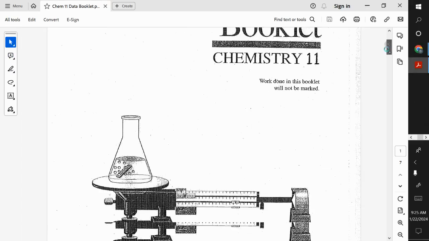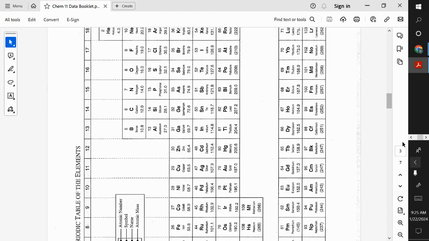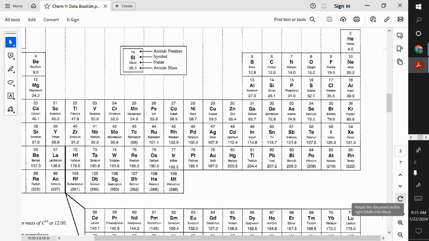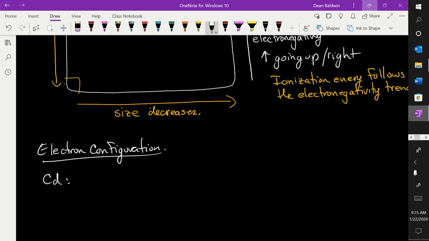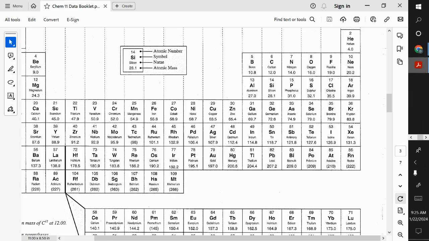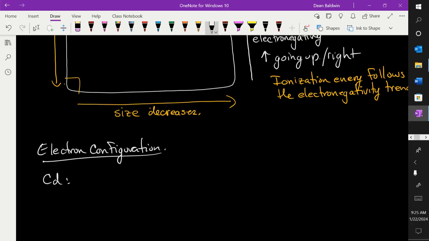Here's my data booklet. There it is. Okay. So you have a periodic table. We are here, cadmium. What's the closest noble gas to cadmium? Oh, there it is right there. So you go backwards to the nearest noble gas, which is krypton, right? So we don't have to write all the electrons leading up to it. We can just say krypton is our starting point.